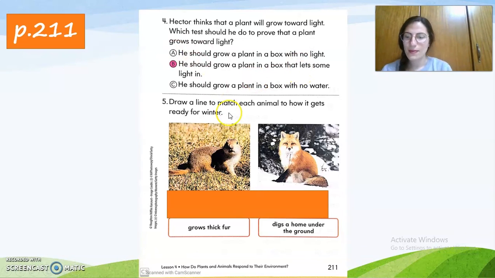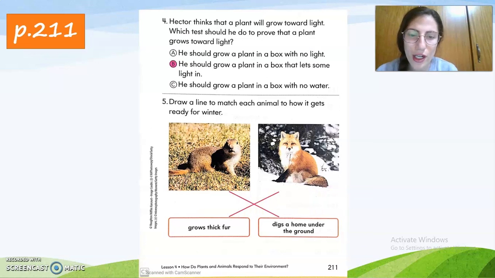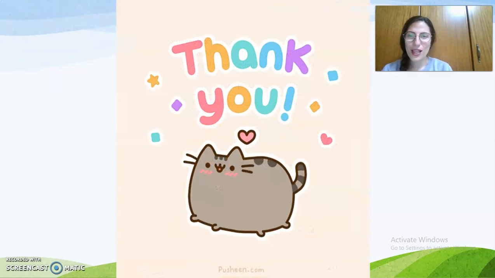Clear? Number 5. Draw a line to match each animal to how it gets ready for winter. We have grouse stickfoot, digs a home under the ground. We have a groundhog and a red fox. How does the red fox get ready for the winter? Excellent! It grows thick fur. What about the groundhog? It eats a lot of food and then digs a home under the ground to sleep all winter long. Correct. That's all. Thank you.